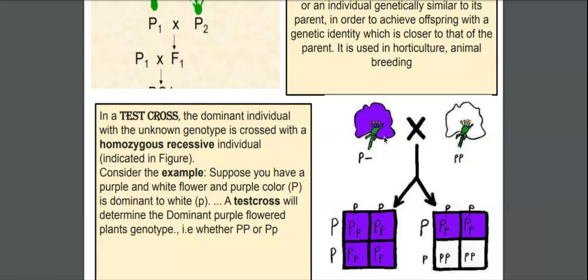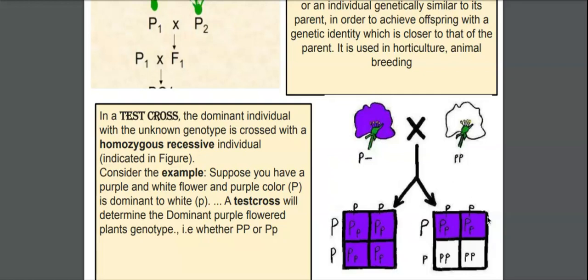What is scenario 2? If it was a heterozygous individual, then its genotype would have been capital P small p. So if you write the gametes here and you write the recessive gametes here, now look at the situation. The Punnett square will reveal that 50% of the offsprings are like one parent and 50% of the offsprings are like the other parent, which is recessive.